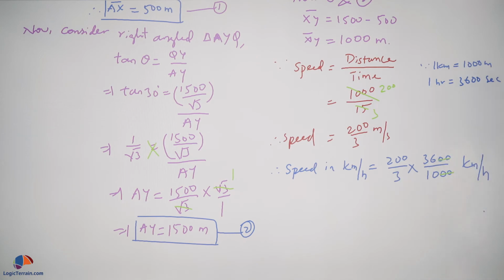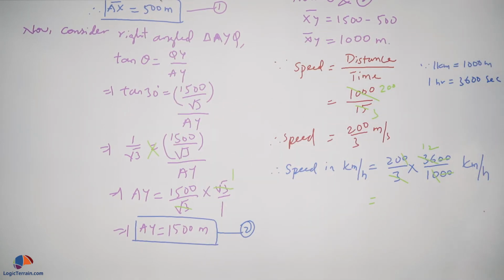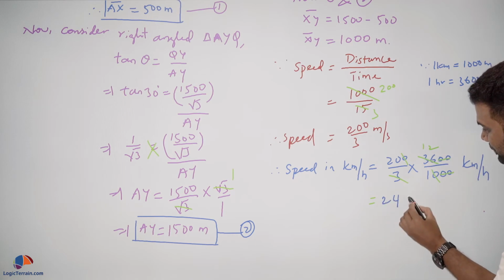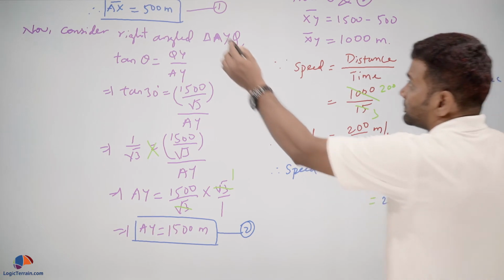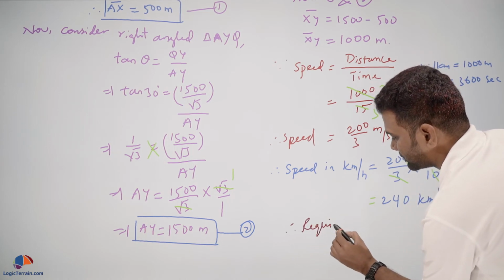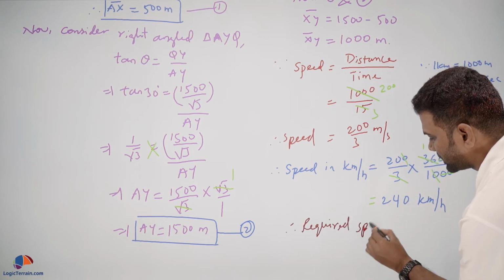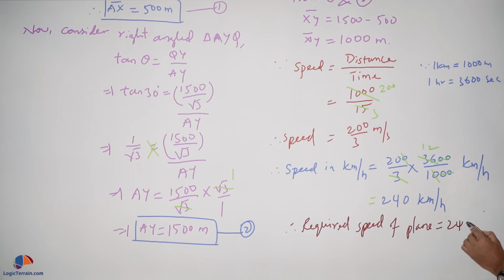Here we can cancel these two zeros. Again 0 0 we can cancel. 3 1s are 3, 12s are 12. Then we have here 20 into 12, that is 2 12s are 24, so 240 kilometer per hour. Therefore the required speed of the plane is equal to 240 kilometer per hour.